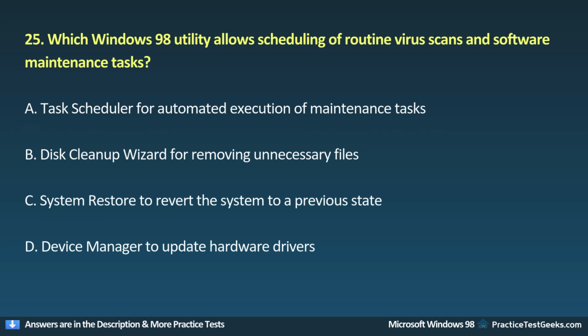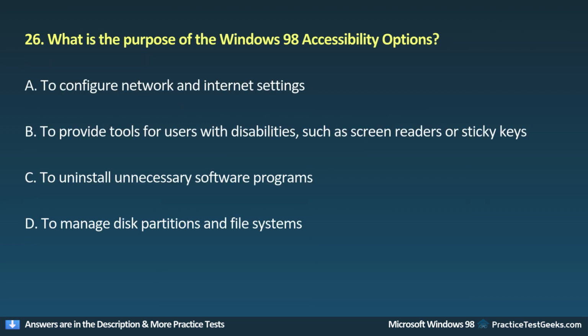25. Which Windows 98 utility allows scheduling of routine virus scans and software maintenance tasks? A. Task Scheduler for automated execution of maintenance tasks. B. Disk Cleanup Wizard for removing unnecessary files. C. System Restore to revert the system to a previous state. D. Device Manager to update hardware drivers.